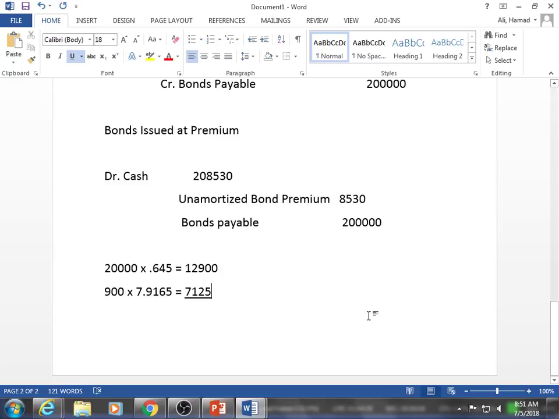$20,025. Now the market interest rate. Here is our problem. That's my fault. We use the market interest rate for the tables, not the stated interest rate. I apologize for that. Yes, we use the market value, and the market value is what? 12%.